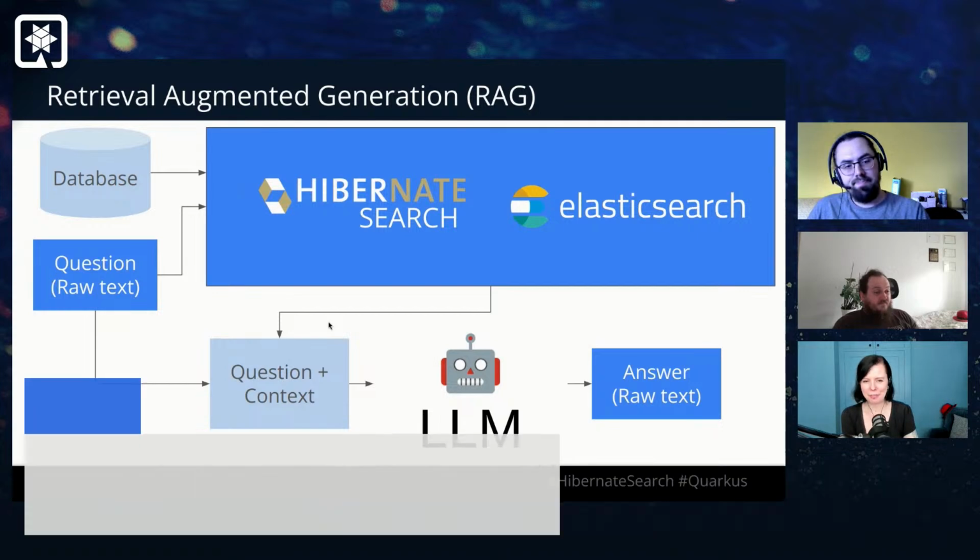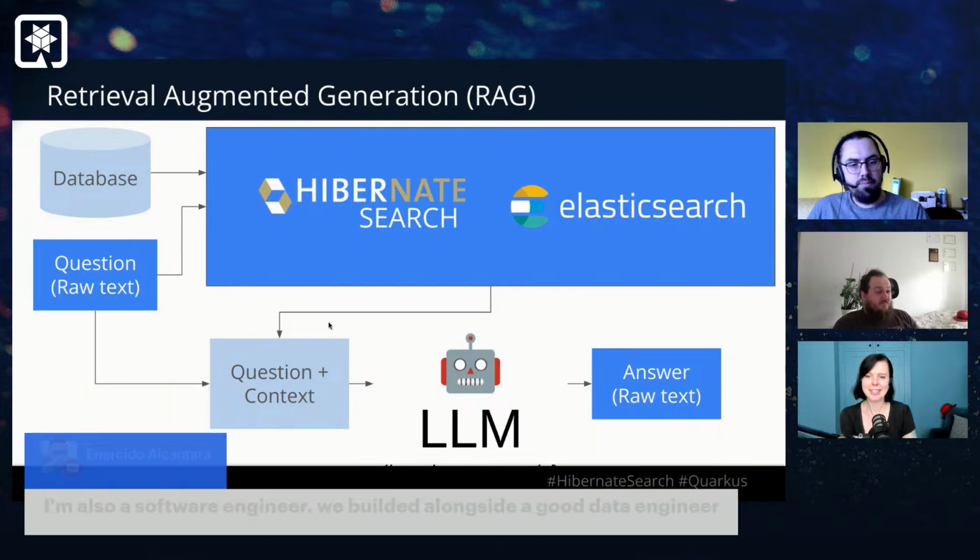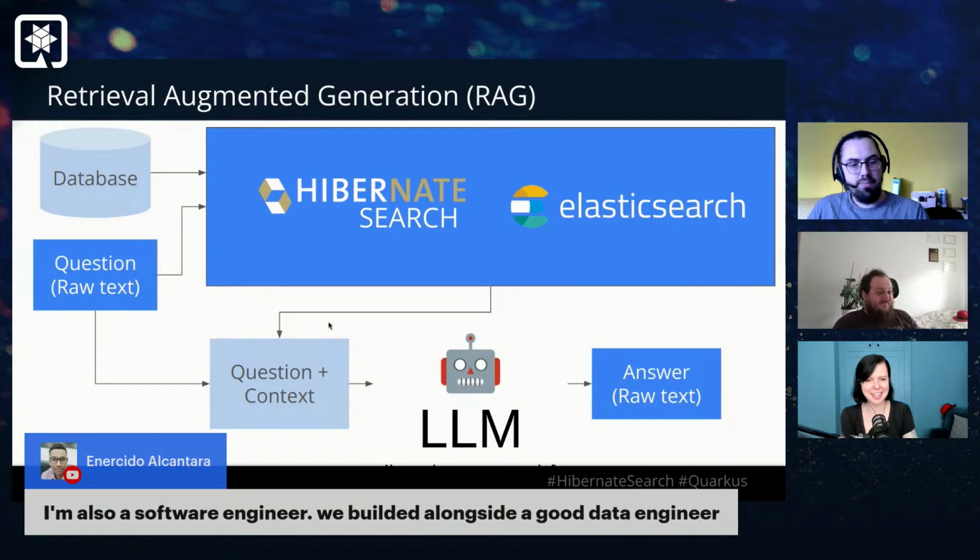We've got a follow-on from Inercido saying that totally makes sense and provided a great deal of detail. Thank you so much. And yes, we built a gift finder powered by OpenAI, sending some inputs, and the model was trained with our product data. And he adds that he's also a software engineer, and they had a team with a software engineer and a data engineer, and that's what you do. Right. And I'm guessing this data engineer was quite useful to the process.